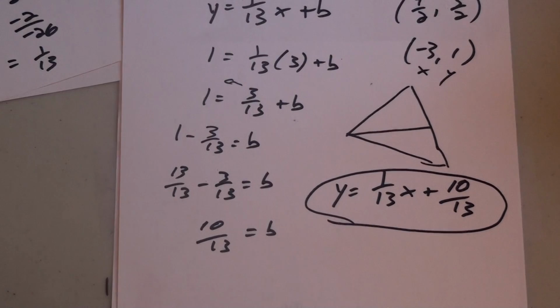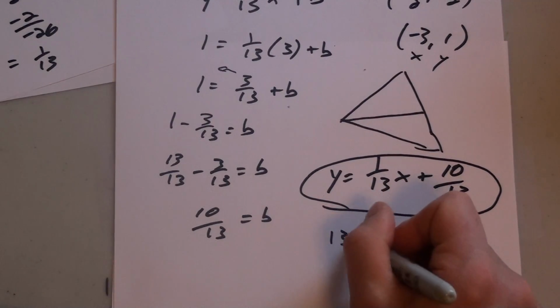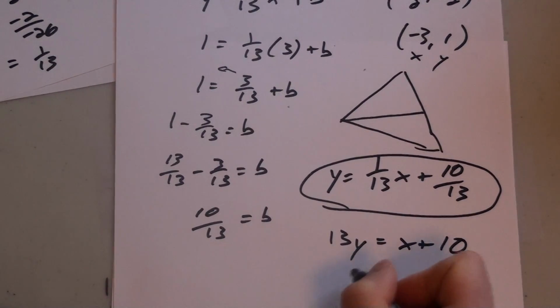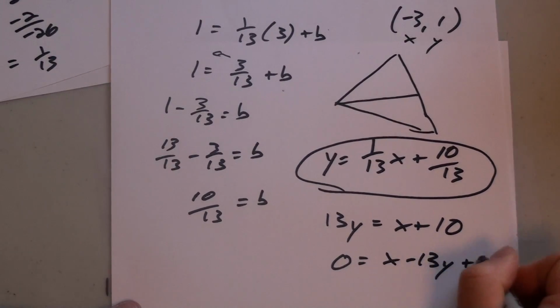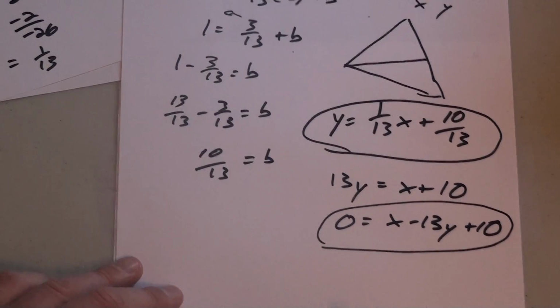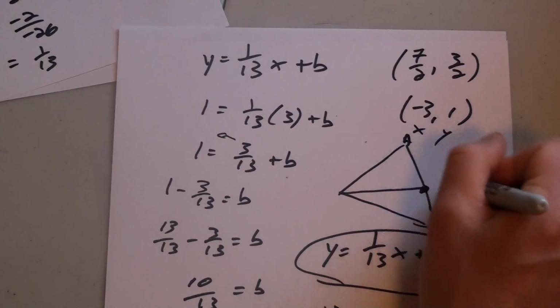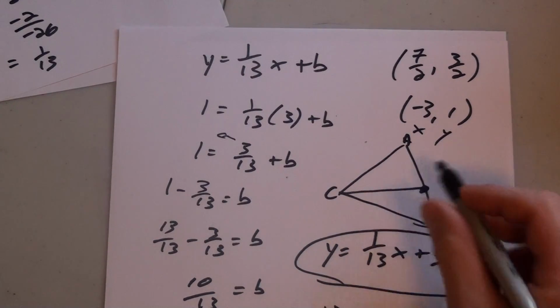If you want to put it into standard form or general form, you multiply everything by 13 and it'll give you 13y equals x plus 10. Then you can rearrange, and 0 equals x minus 13y plus 10. That is also the equation of a line. So this is the equation of a median, which goes from the midpoint to its opposite vertex, and you can get it in y equals mx plus b form.